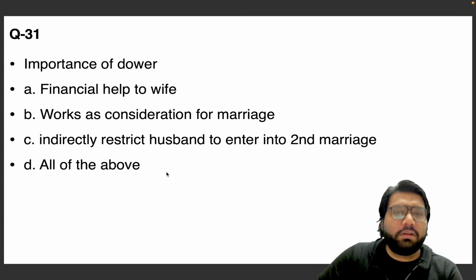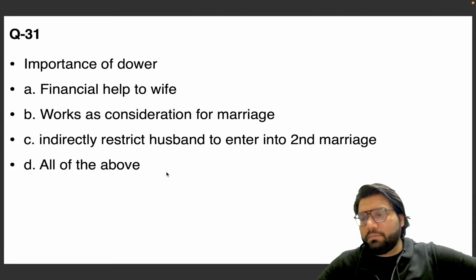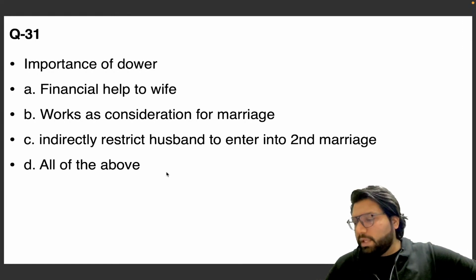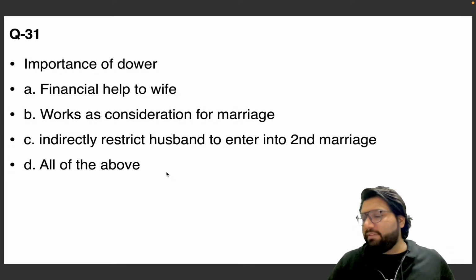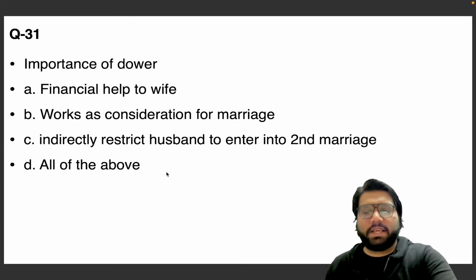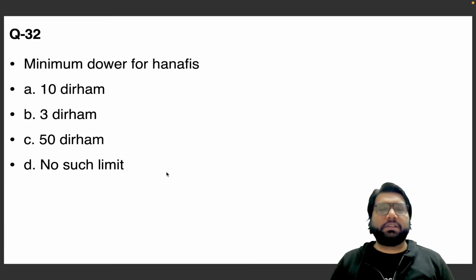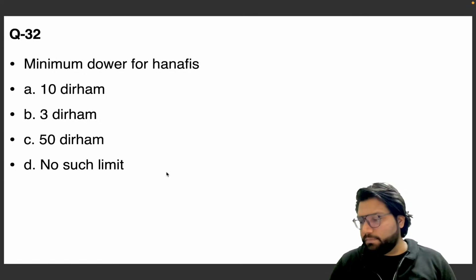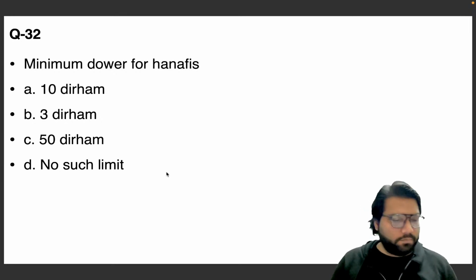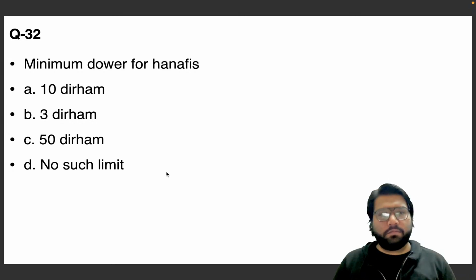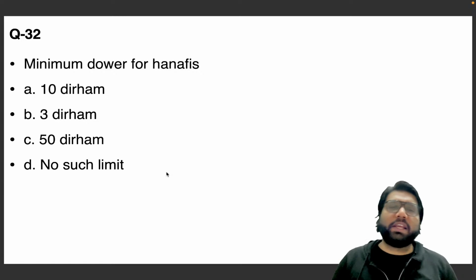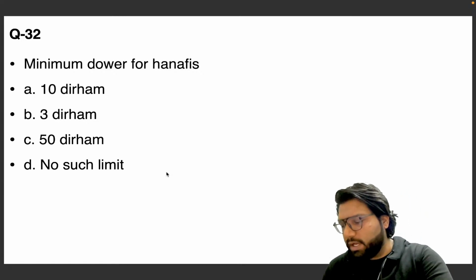The importance of dower. What is the importance of dower? And everyone's answer is correct, starting from Ayush, Kanika, and Natasha. Yes, everyone's answer is correct. Vandana, Archana, and Manisha. Yes, D is the correct answer. Minimum dower for Hanafis. Ayush, Natasha, completely correct answer. That is 10 dirham. Archana, Kanika, A is the correct answer.